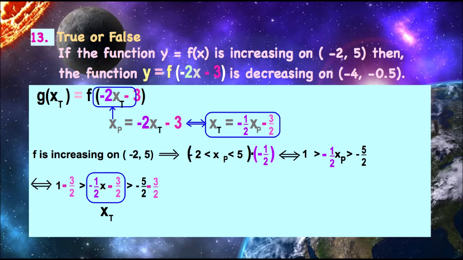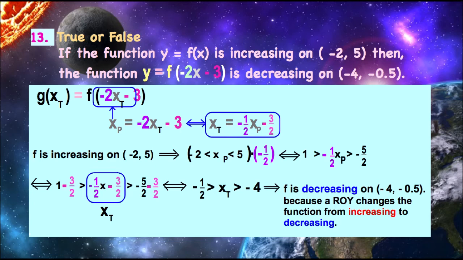-1/2 x parent minus 3/2 is x transformation. Equivalent to -1/2 is greater than x transformation, which is greater than -4. f is decreasing on the open interval (-4, -0.5) because a reflection changes the function from increasing to decreasing. This is a true statement.